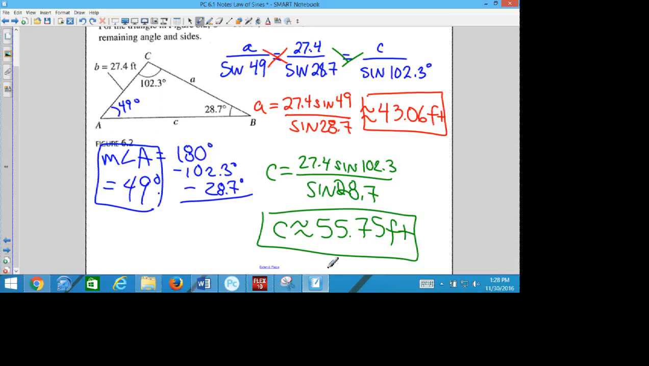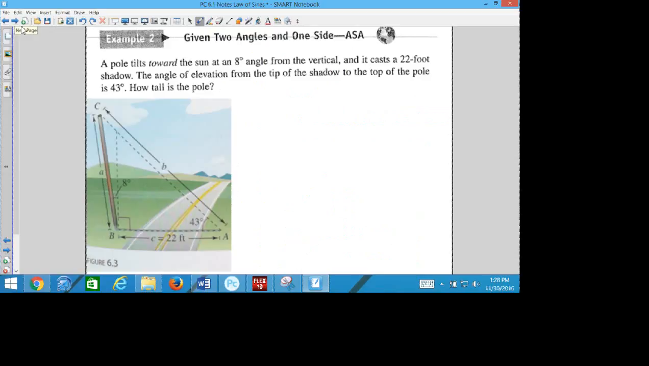Okay, well that's law of sines when we have angle, angle, side. You will see it for the next example. It says now we're going to have angle, side, angle. And law of sines itself is not going to change. It's just what we have to do to solve for different parts might be slightly different.